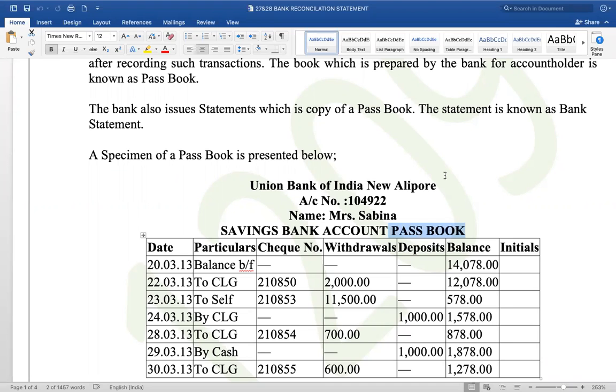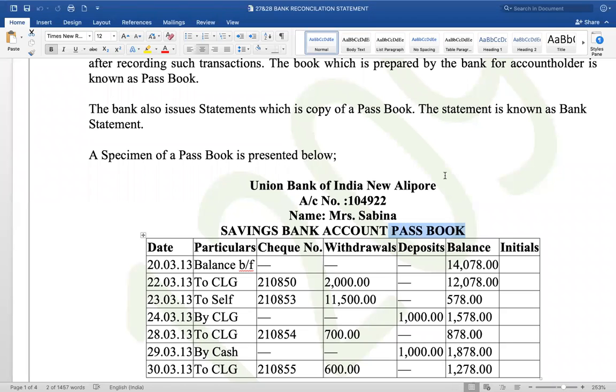So when we are talking about the cash book, we are talking about this cash book of three columns. The cash book is in the company, the passbook is in the bank. Please remember this. The copy of the passbook is your bank statement. Whenever you get a doubt, you go and get that passbook copy or statement.